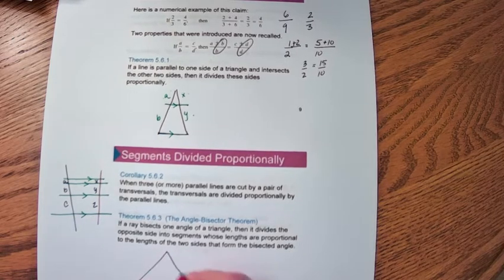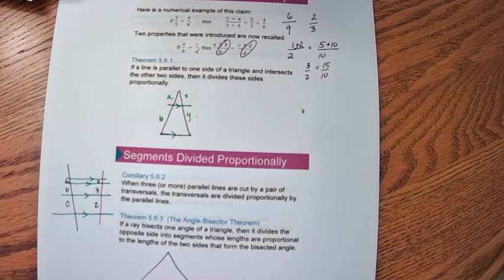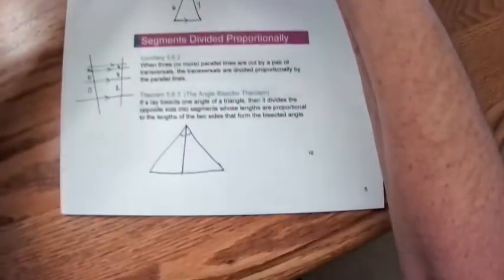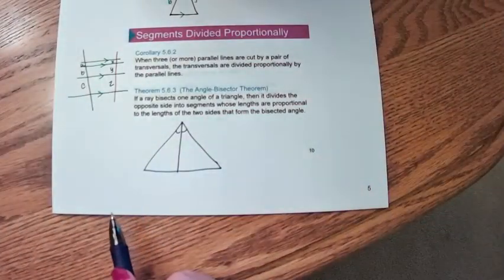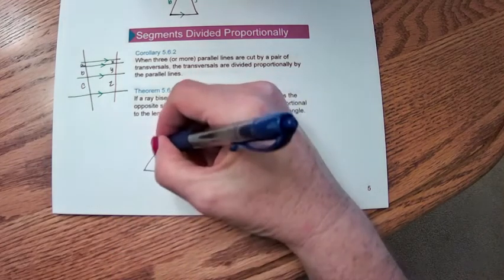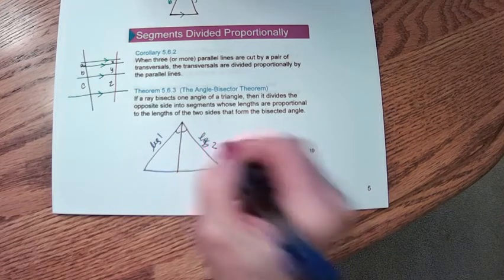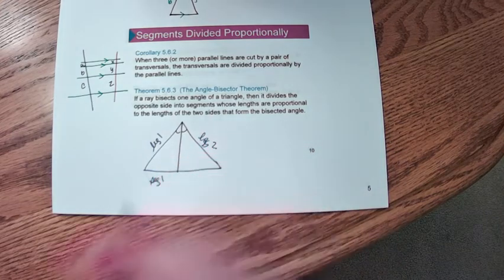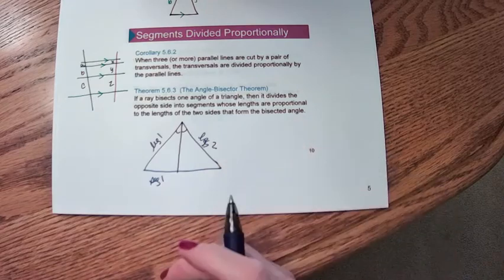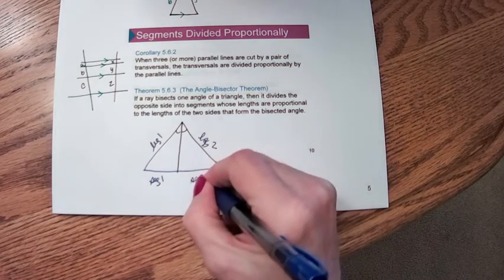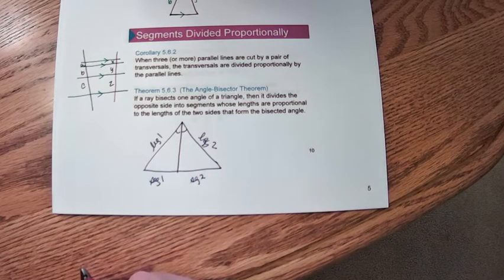All right, and here if I have a triangle, and if I bisect one of the angles, so now I have 2 angles here that are congruent, because that's what a bisector does. So this is going to be leg 1, and this is going to be leg 2, and this is going to be segment 1 of the opposite side, and this will be segment 2 of the opposite side.